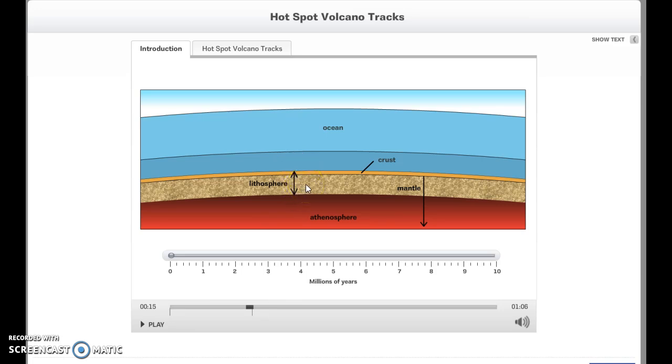All right. So one of the things we need to make sure you understand is that the hotspot itself and the hotspot volcanic island chain does not typically occur along a plate boundary. This is happening within a plate, which is what makes them unusual and makes scientists unsure originally of how they were formed. All right, so I'm going to play the animation here, and you're going to see what happens.